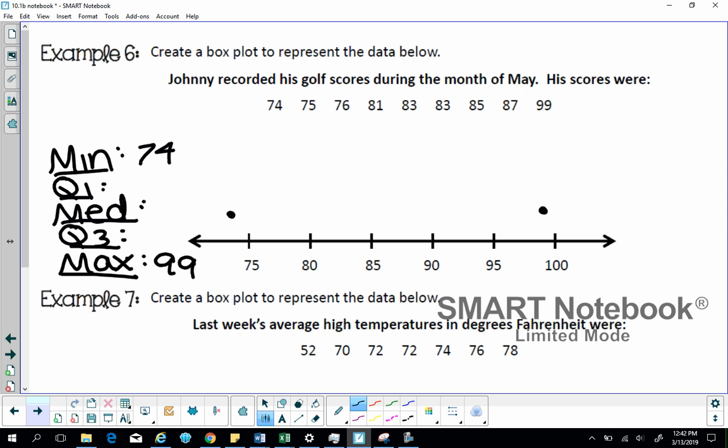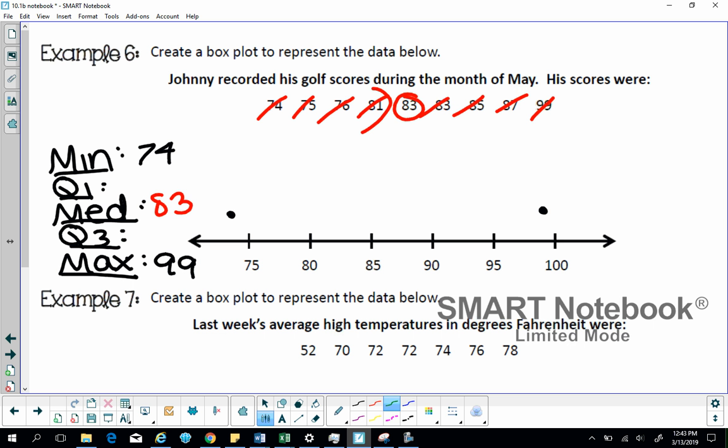Then I have to find my median. So that's where I go 1 for 1. So 1, 1, 2, 2, 3, 3, 4, 4. This time my median's a number. See it? See how there's just 1 in the middle? So what is my median? 83.